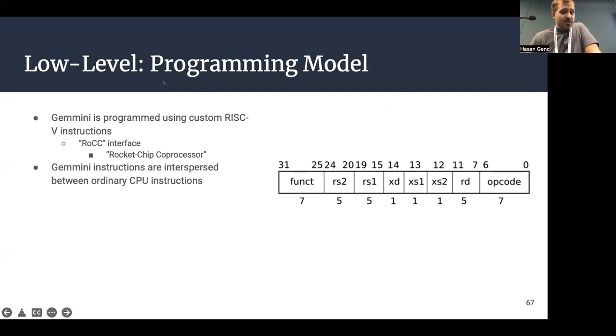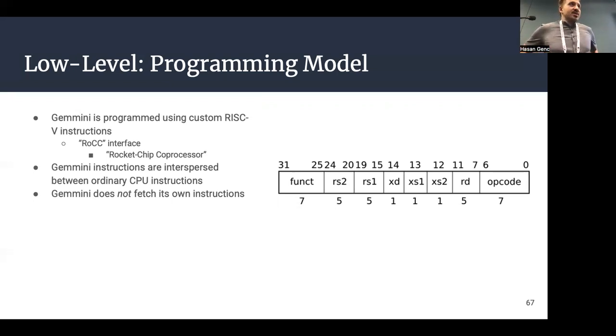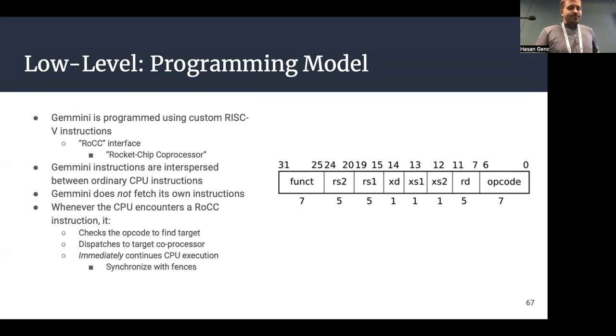So the Gemmini RISC-V ISA instructions are just interspersed between ordinary CPU instructions, right? So you write normal C code or assembly code, and you just plop these instructions in between, okay? And these instructions are then just passed directly to the accelerator whenever the CPU finds them in its decoding path. Whenever the CPU encounters a ROCC instruction, it sends it to its matching accelerator, and then it immediately continues CPU execution. So if you're using the low-level ISA, you will need to explicitly synchronize between the accelerator and the CPU with fence instructions.